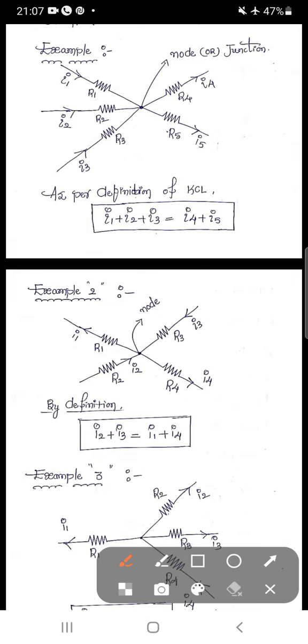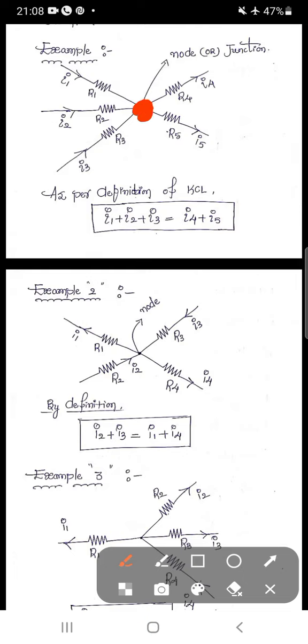Okay, for example, this is the circuit we have. First we are going to discuss the first example. This is the node point. For this node point, how many branches are connected? Here the R1 branch, R2 branch, R3 branch, R4 branch and R5 branch. All these are the individual branches connected to this particular node.